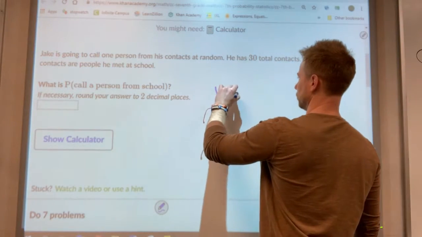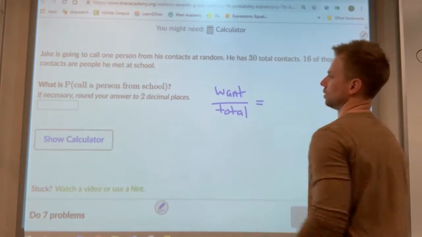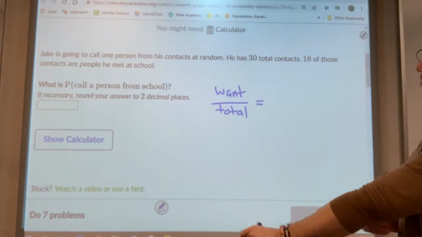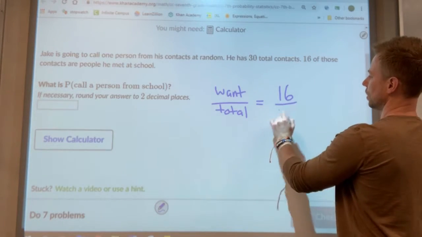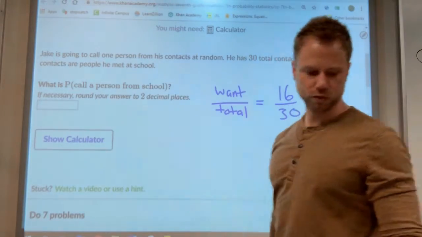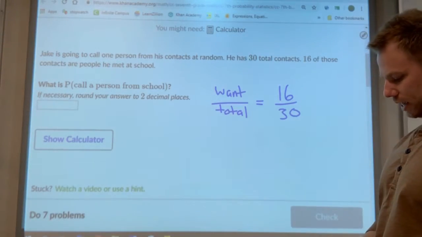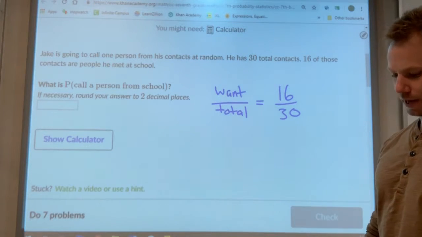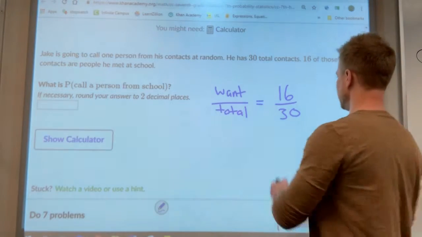Okay, so we are just doing simple probability, want over total. A person from school, there's 16 of those. That's what we want out of a total of 30. And now it says round your answer to 2 decimal places. So we're going to do 16, the top, divided by 30, the bottom, and we get 0.5333 repeating.